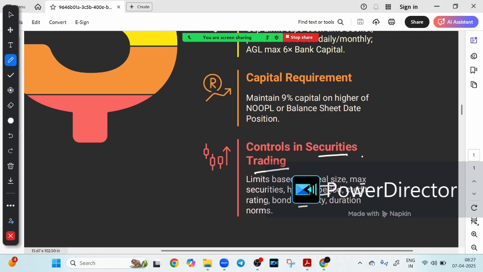So to conclude, financial position management is like the bank's health monitor. It ensures that no trade, no swap, and no position spirals out of control. Risk is real, but with the right limits, it is manageable, right? So that is the point which we have just studied.